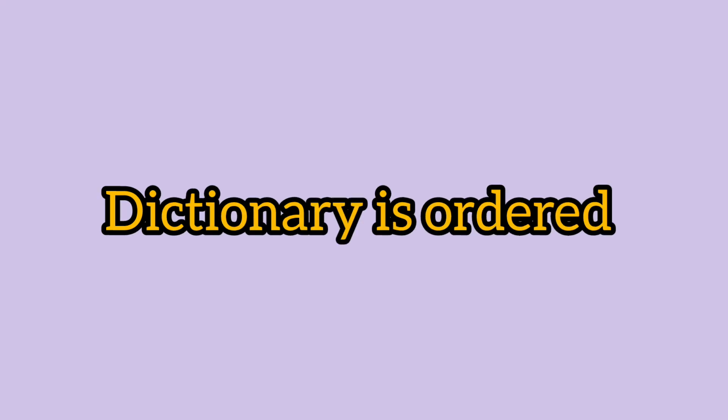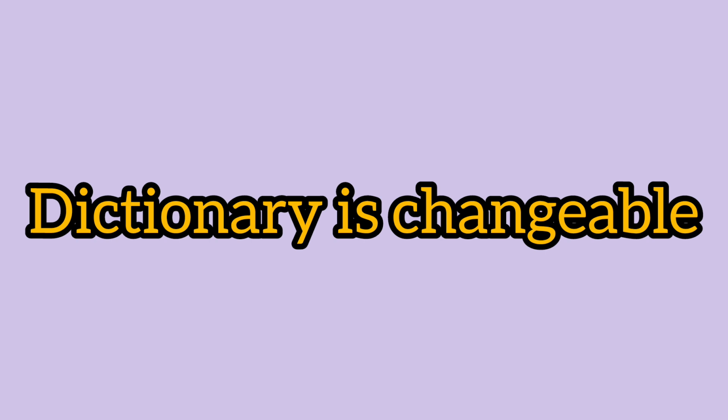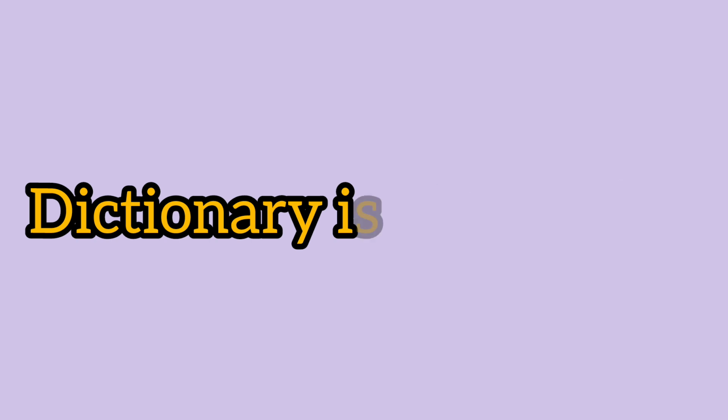Dictionary items are ordered. That is, the order in which items are placed in the dictionary, the same order it gets printed. Dictionary is changeable. That is, we can change, add or remove items after the dictionary has been created.